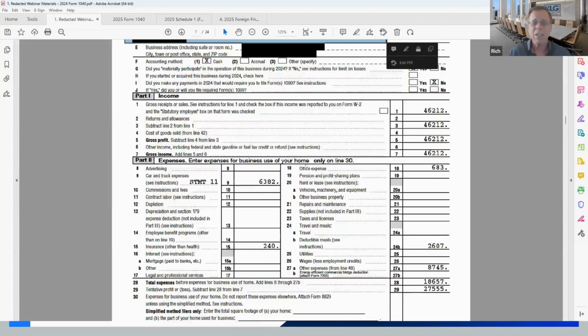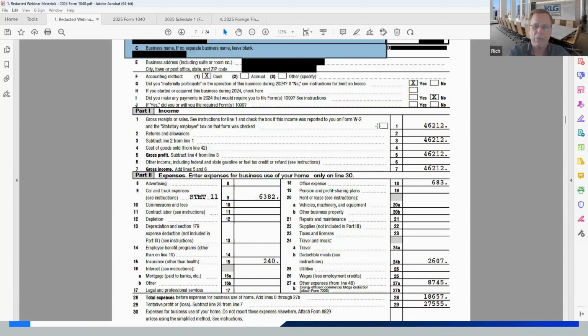You could talk amongst the parties: is this a business that should be valued? We see Schedule Cs that could have $500,000, and that would be a marital asset that you would want valued. On a Schedule C, you have your income, you have your business expenses, and then on line 29 you'll see 27,555, which is the net profit, which flows through to Schedule 1, which then flows through to page 1 of the tax return. But if you see a Schedule C, you need to consider if this business entity should be valued or not.